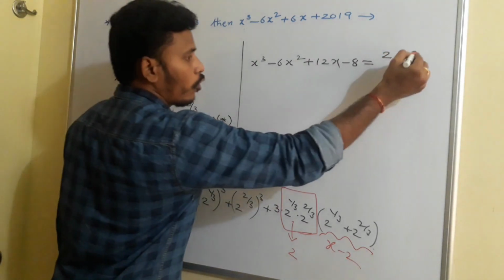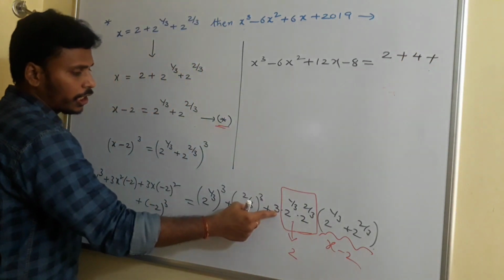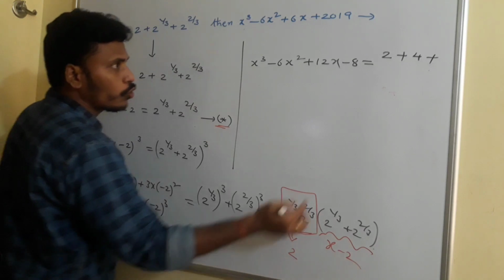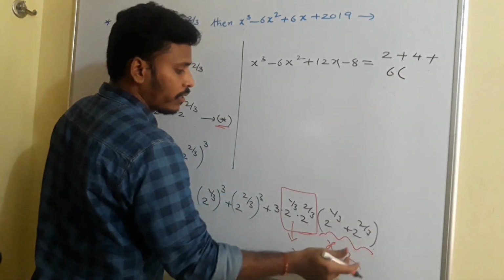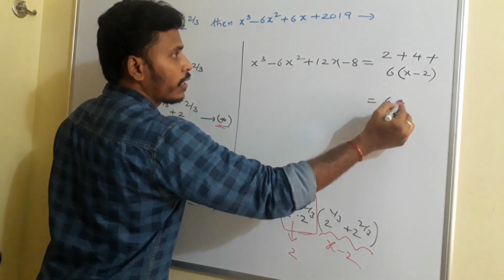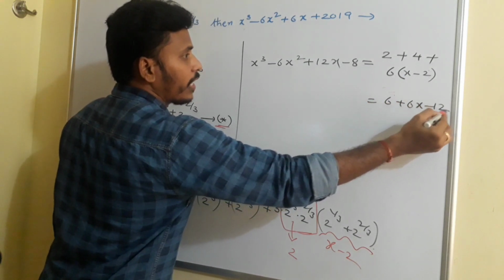2 square is 4, plus 3 into this 2 power 1 by 3 plus 2 power 2 by 3 is 2. 3 2s is 6. 6 times this x minus 2. And this value is 6x minus 12.